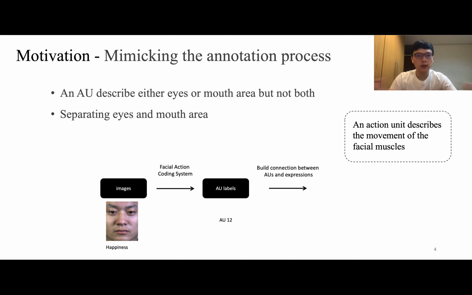After obtaining tens of thousands of images and AU labels, we can build a connection between AUs and expressions. For example, next time we see AU12, we can link it to happiness, or if we see another AU, we can link it to another expression. One important property is that an AU describes either the eyes or the mouth area, but not both. So it gives us an idea to separate the eyes and mouth areas, because they have different AU labels.